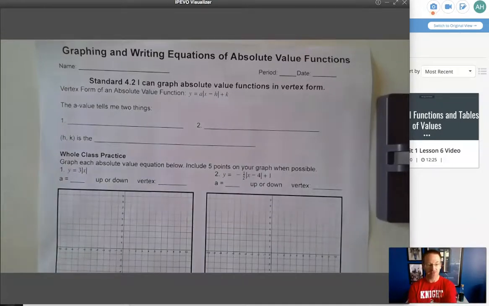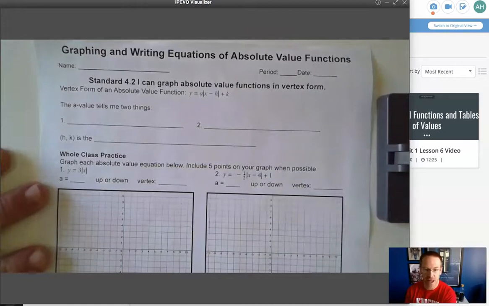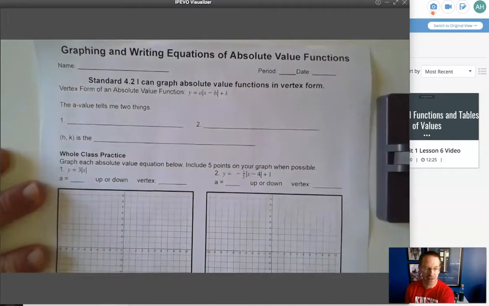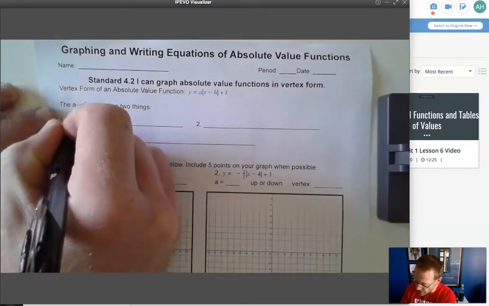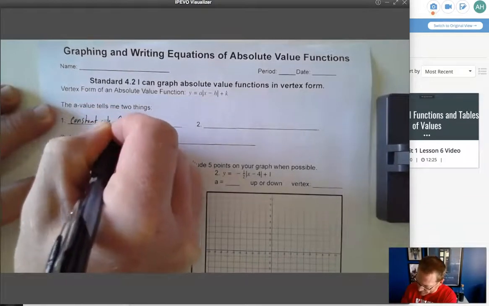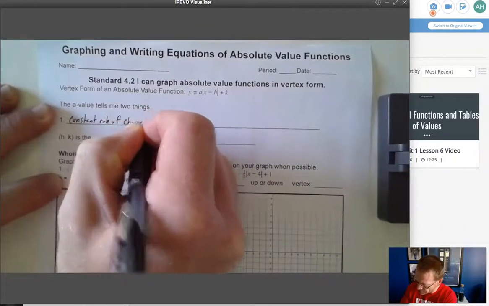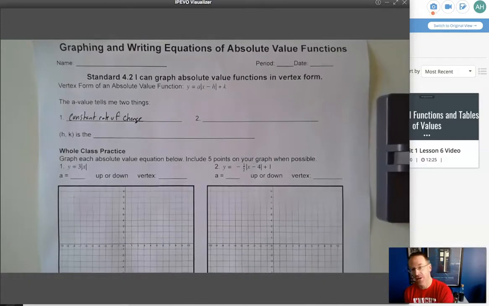One is about the A value and one is about HK. So the A value is out in front of our absolute value bars. And remember, those absolute value bars give it away, tells us exactly what kind of function it is. All right, now that A value is going to tell me two things. The first thing it's going to tell me is the constant rate of change. We know from our work with tables that we have a constant rate of change going down and then up, or up, then down. So that A value is going to tell us what that constant rate of change is.